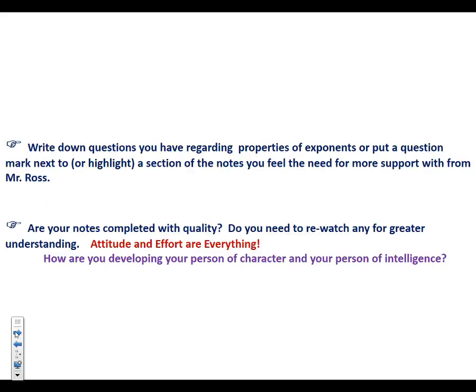And of course, ladies and gentlemen, if you have any questions, write them down so you can come to class. Take a quick look at your notes. Did you complete them with quality? Do you need to rewatch anything for greater understanding? Remember, attitude and effort is everything. How are you developing your character and your intelligence?